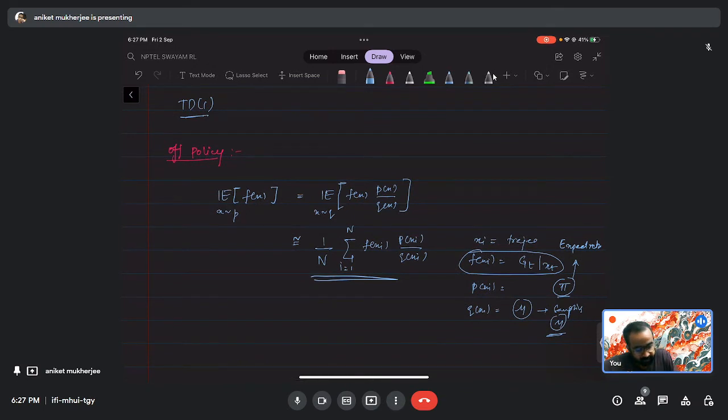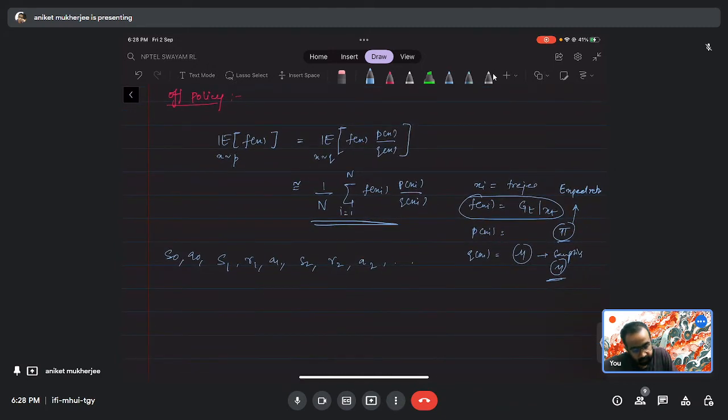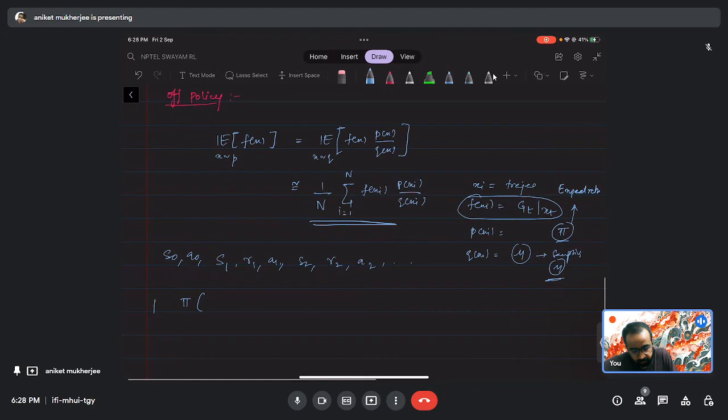Okay, so now given a trajectory s0, a0, s1, a1, r1, s2, r2, a2, and so on. Now according to my pi policy, first I'll have the probability of S0.